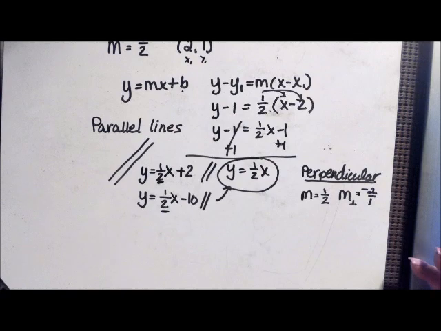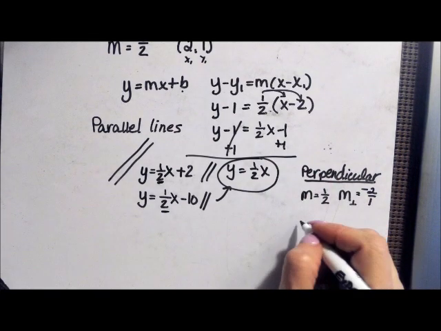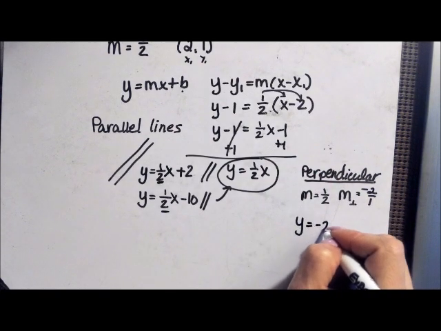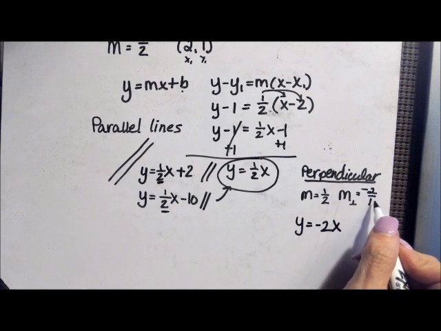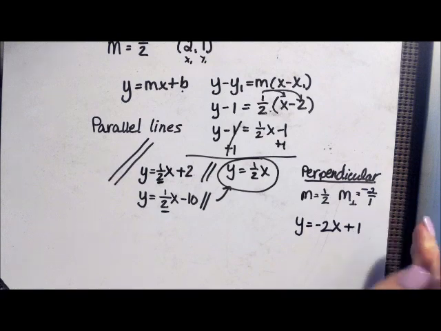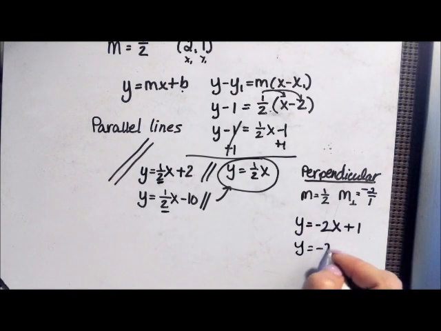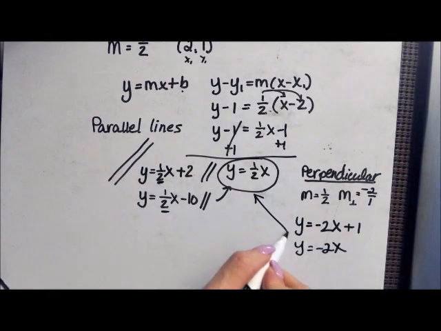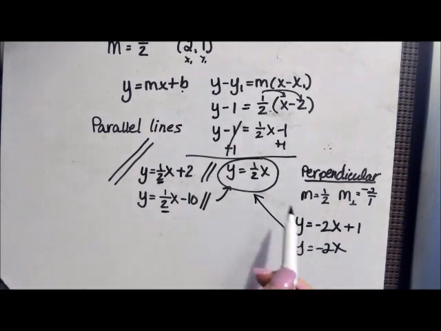So what's the equation of a line that's perpendicular to that one? Anything that has negative 2x as its slope. I could say plus 1. I could say just y equals negative 2x. These two lines would be perpendicular because their slopes are flipped and switched.